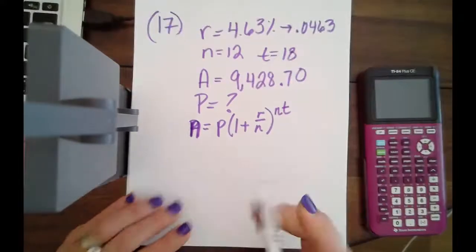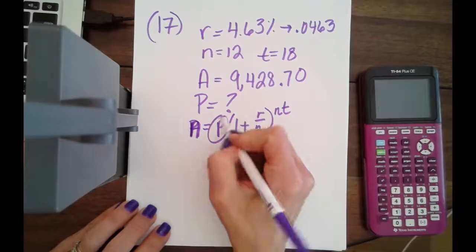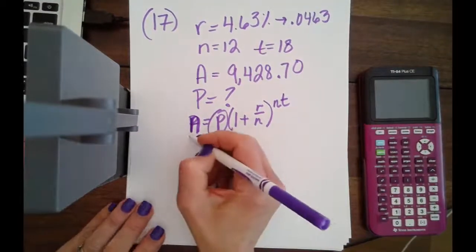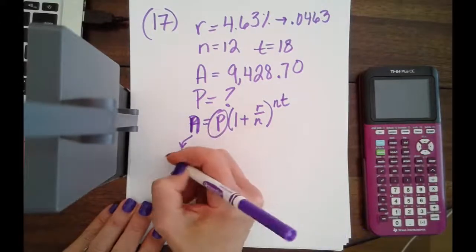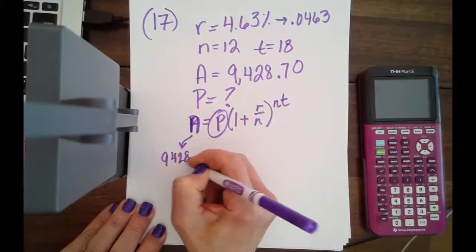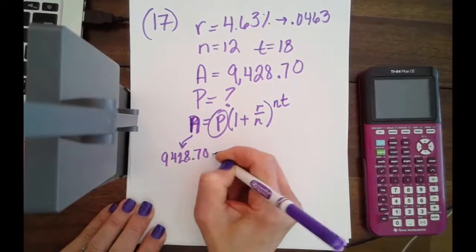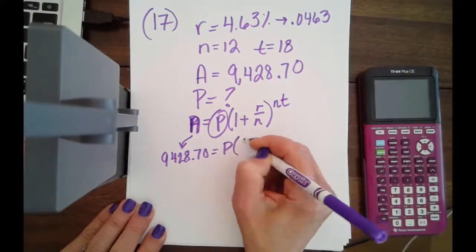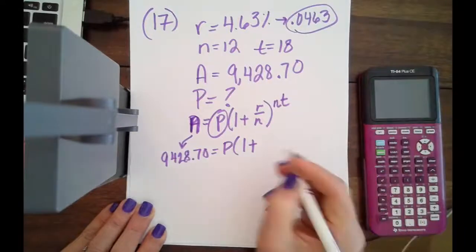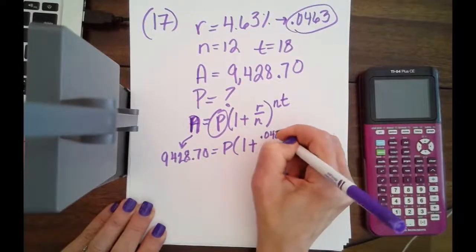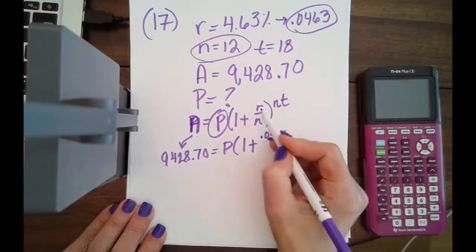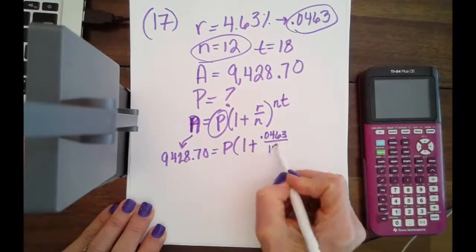We know that 1 plus our rate, 0.0463, and we also know the number of times per year, so it's R divided by N. N is the number of times per year that it is compounded. This expression is going to be raised to a power that is the product of our N, which is 12, times our time, which is 18 years. So we have it set up, and it's as it should be. P is the only thing we don't know.